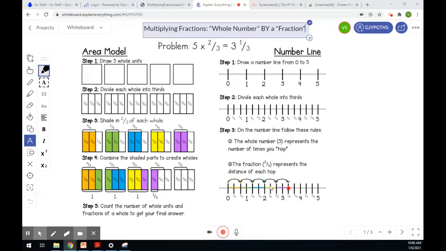Okay. It's up to you which model you decide to use to show me that you know how to multiply a whole number by a fraction, but it's important that you're able to use any model that's given to you, whether it's the area model or the number line on your test. Okay?